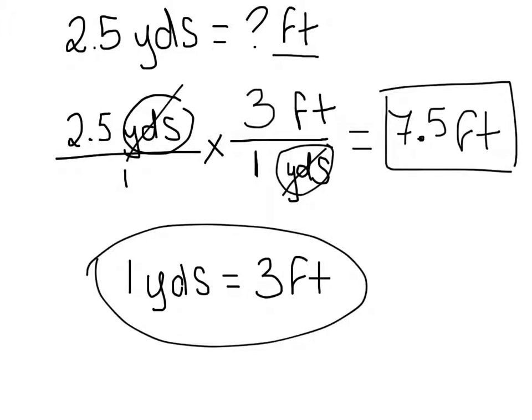So with this relationship, we can make the conversion factor. 1 yard is equal to 3 feet. So now our yards can cancel, and we're left with feet, which is what we wanted for our answer. So now we've got the right units. We just need to multiply the top and divide by the bottom. So 2.5 times 3 is going to give you 7.5 feet. And that's your answer.